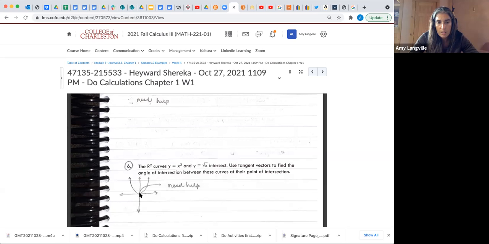Madeline made the distinction that, hey, this point right here on the square root function is not differentiable. So even though (0, 0) is a point of intersection, let's go to the point (1, 1). Most of you did that. You got to (1, 1) as a point of intersection. Now, how do you get the angle of intersection?